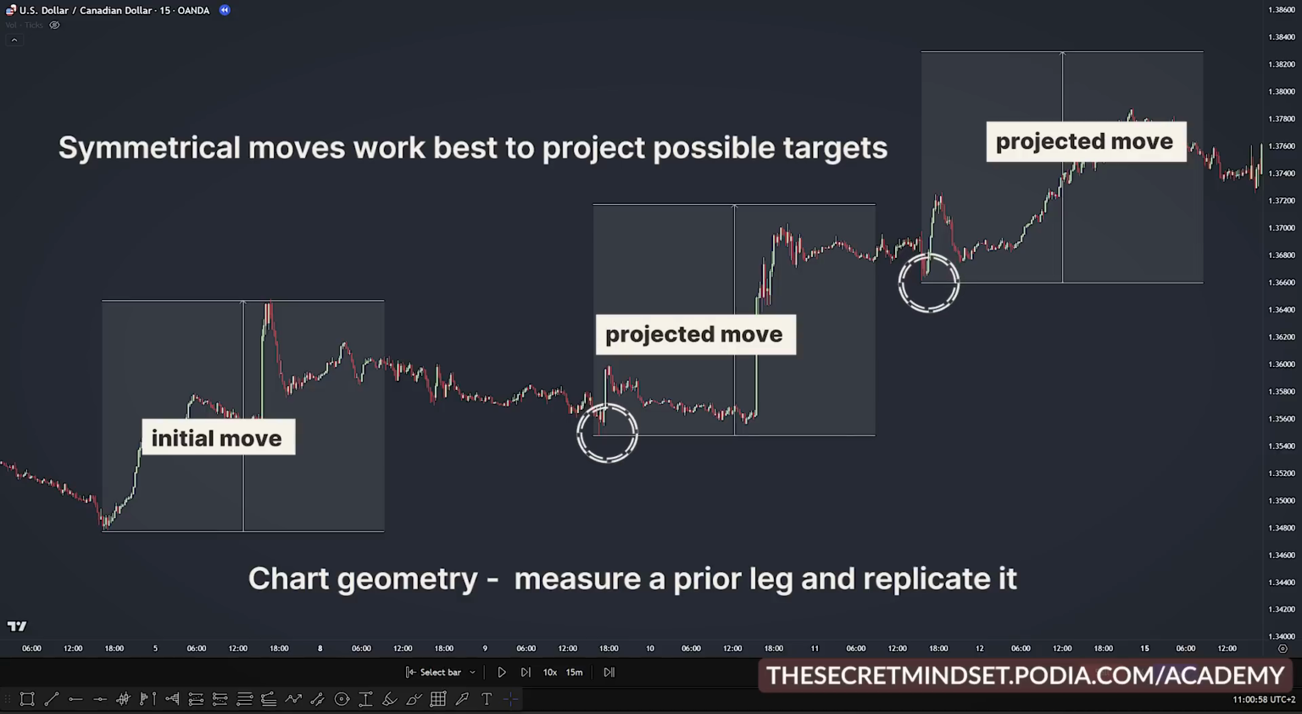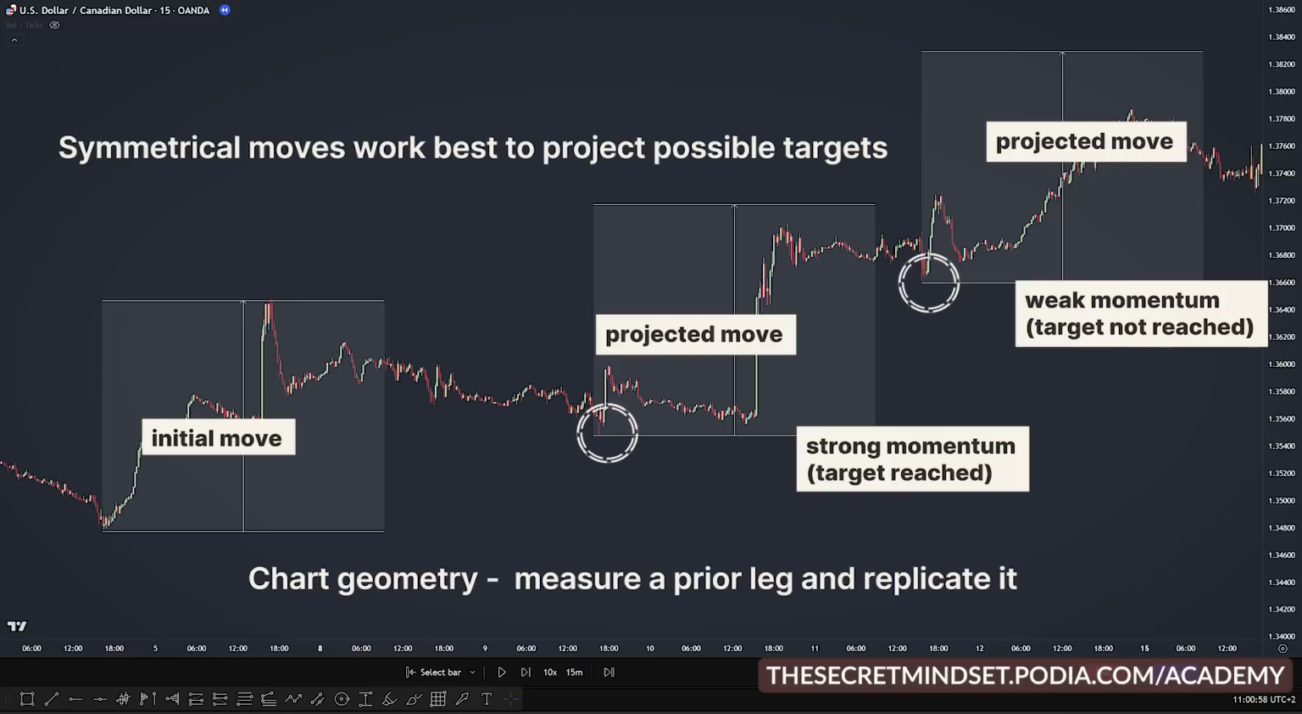So use symmetrical moves to project possible targets, and then interpret it if the market exceeds or falls short of that measure. If it overshoots, it might be a sign of strong momentum. If it undershoots, it might warn that momentum is weaker than before.